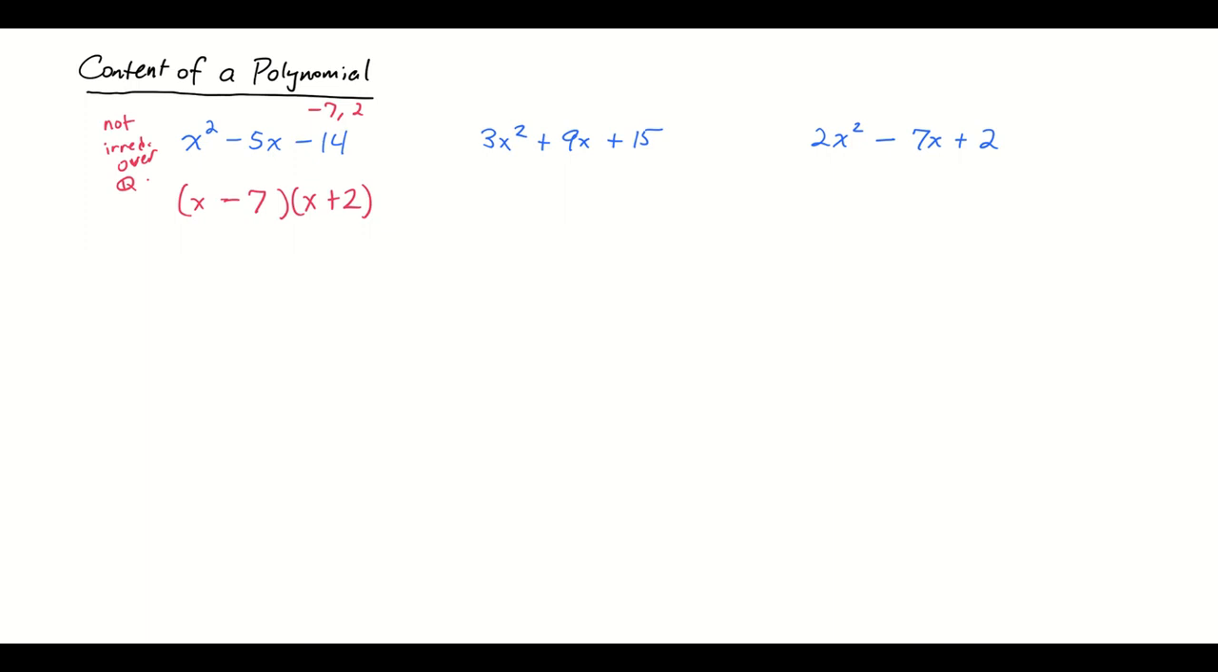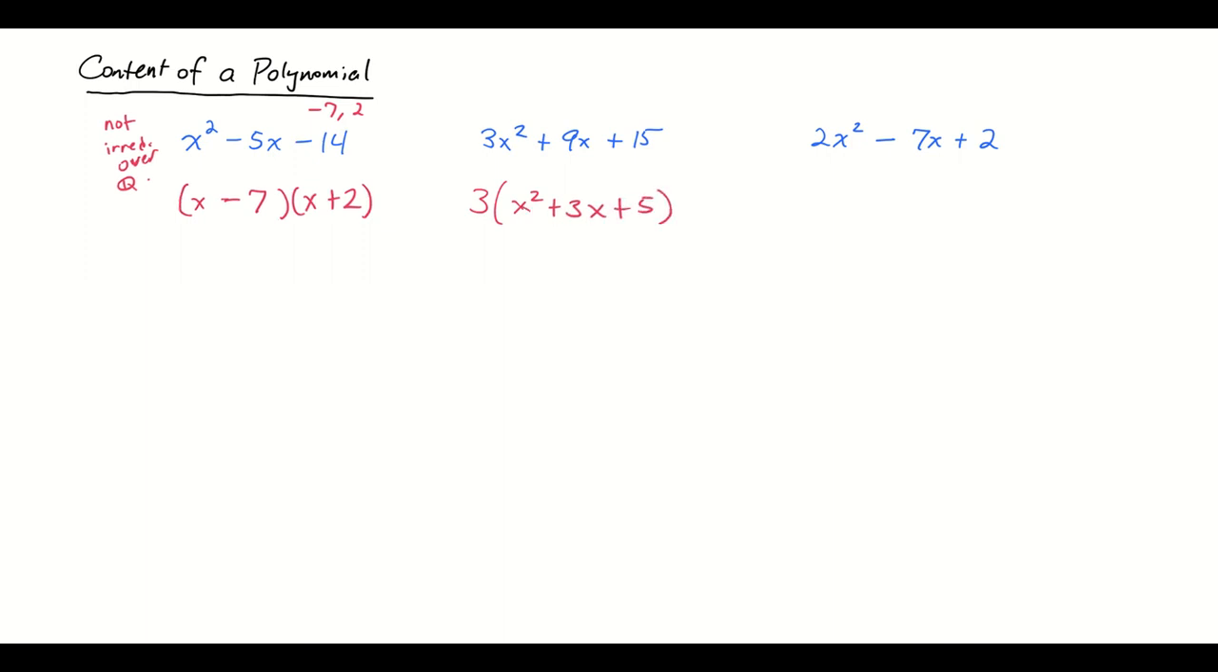Okay, the second one, 3x squared plus 9x plus 15. One thing you probably learned to do in school is first scan to see whether there are any common factors among all of the terms, any common numerical factors that you could factor out. And in this case, there's a 3 in each of the terms. So if I factor that out, I will get 3 times x squared plus 3x plus 5.